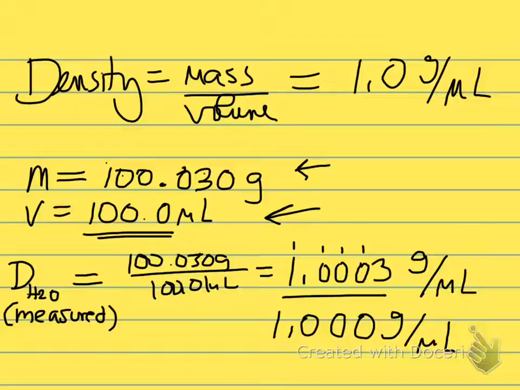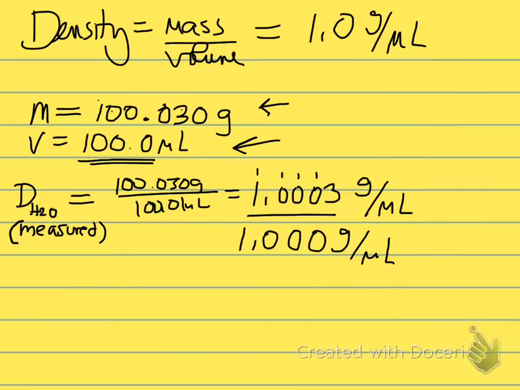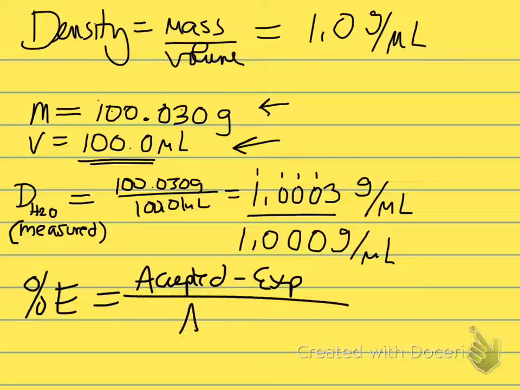What's my percent error? You can do this without writing anything down. What's my percent error? It's 0. We're perfect. Are we really? No, but the sig figs sure make us look good here, don't they? Okay, let's examine this. So to find our percent error, I'm just going to abbreviate it that way. We take accepted minus experimental divided by accepted times 100.